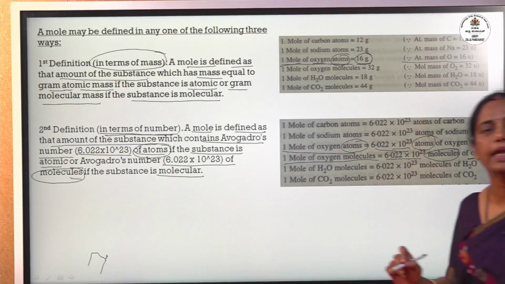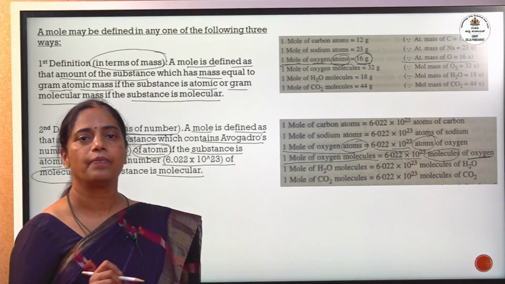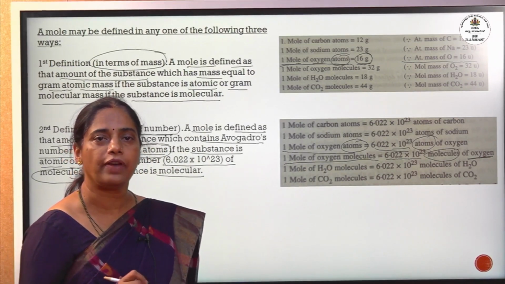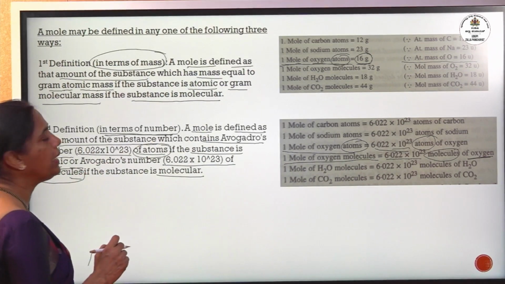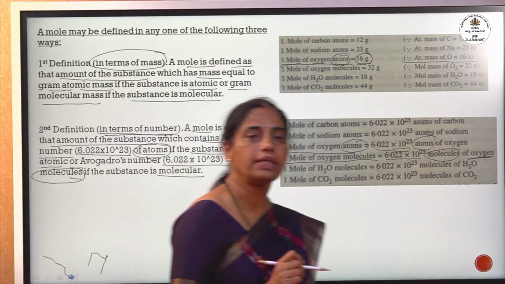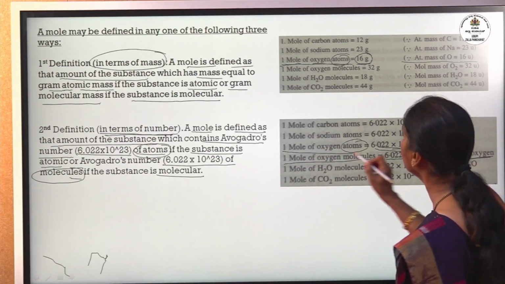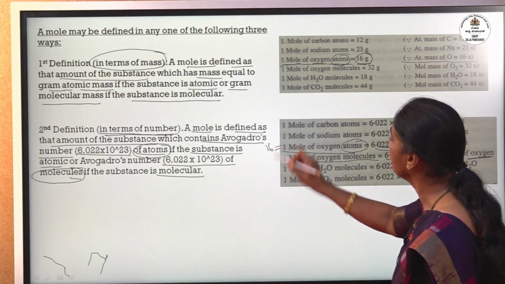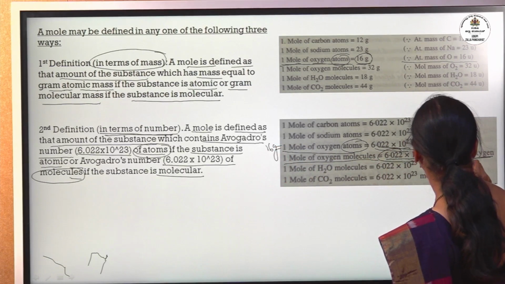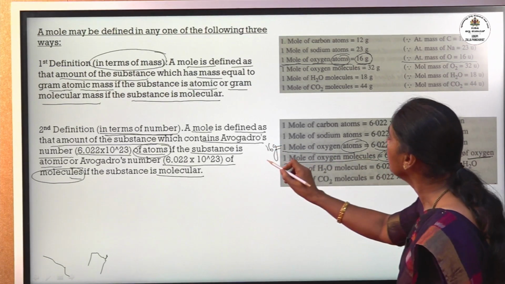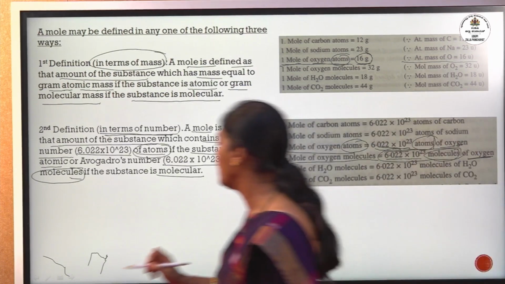This is just like a dozen. A dozen contains 12 numbers, and we have to specify which particle we are taking in the dozen. But the numbers have different masses. Here this many atoms of oxygen have a mass of 16 gram, and this many molecules of oxygen have a mass of 32 gram.